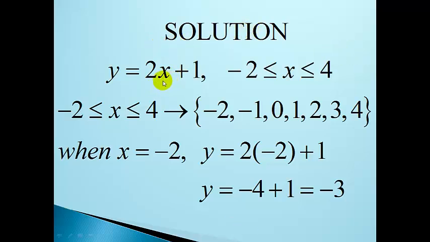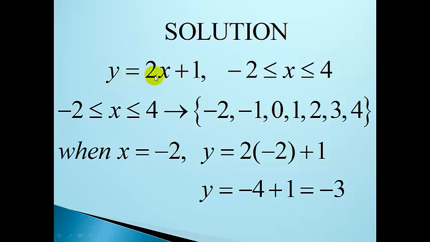This is the relation that was given, and this is a linear relation. We have y equals 2x plus 1, and we are given the interval from -2 to 4 inclusive. So -2 to 4. So it means we have -2, -1, 0, 1, 2, 3, 4. That is the set.